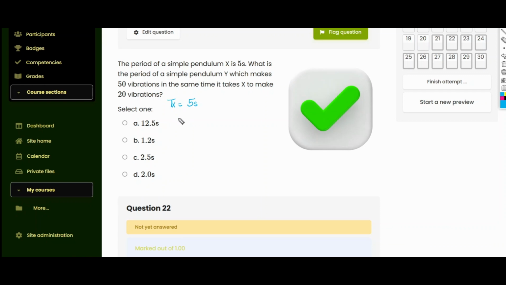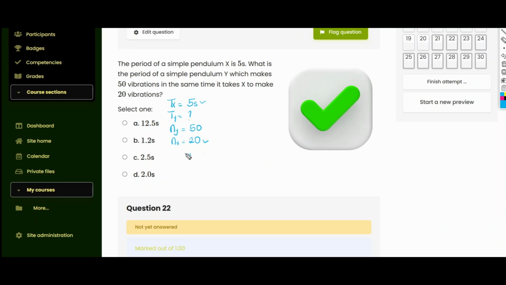What is the period of a simple pendulum Y? So we're looking for the period of Y, which makes 50 vibrations. So the number of oscillations for Y is 50 vibrations. In the same time, it takes X to make 20. So the number of oscillations for X is 20. If you look at this, you discover that this and this have complete information.